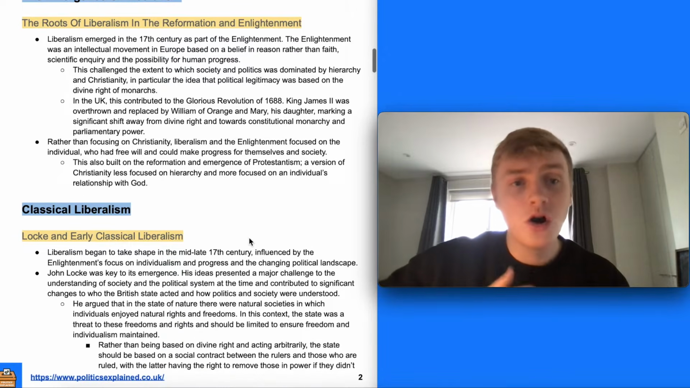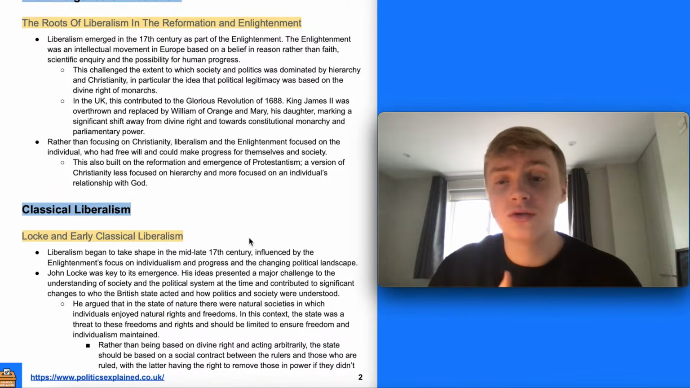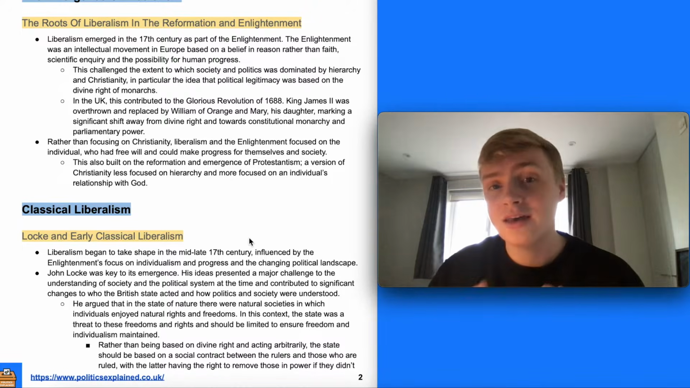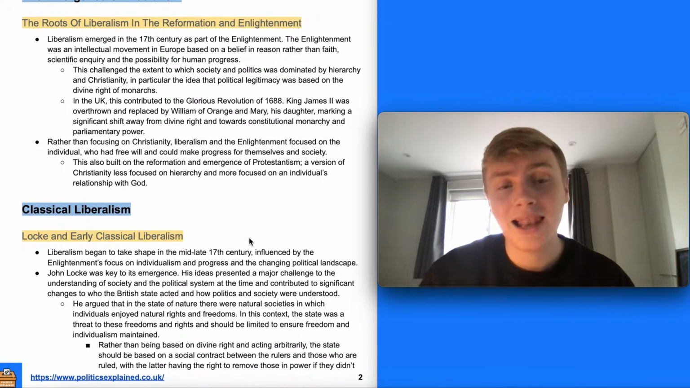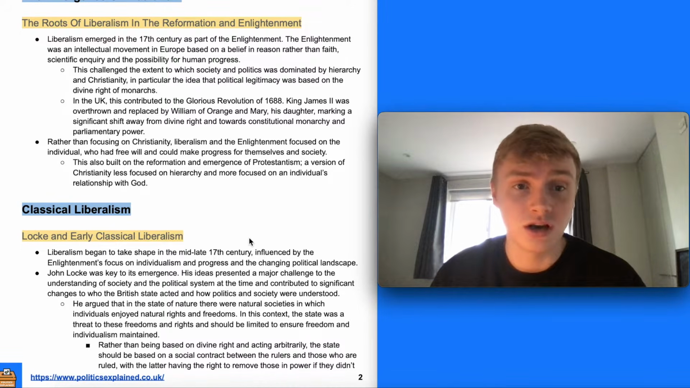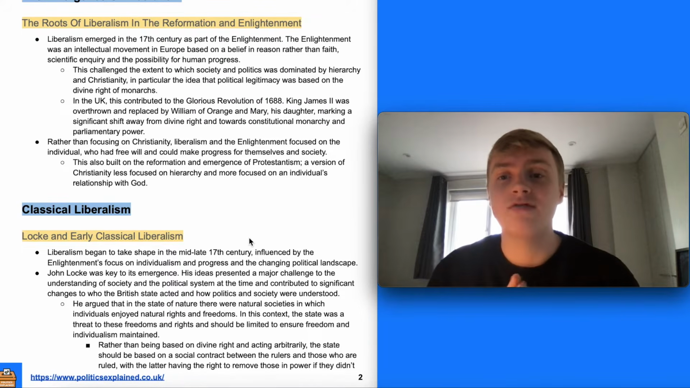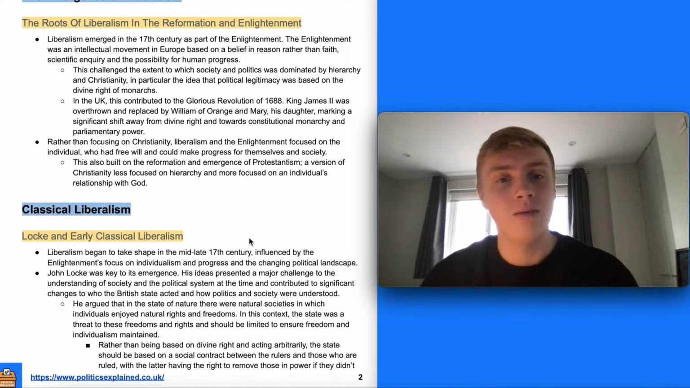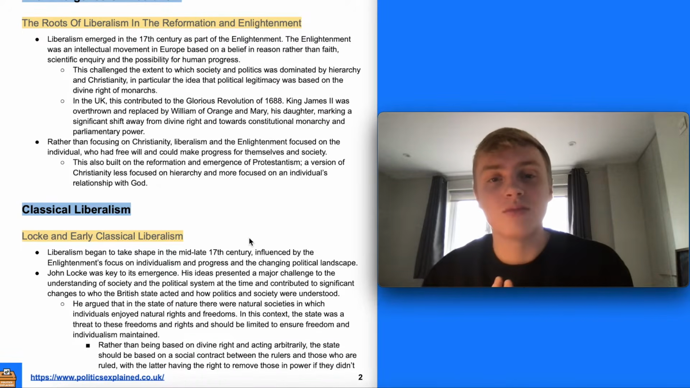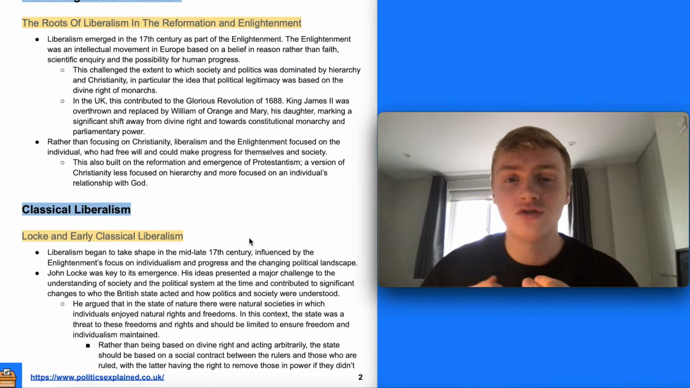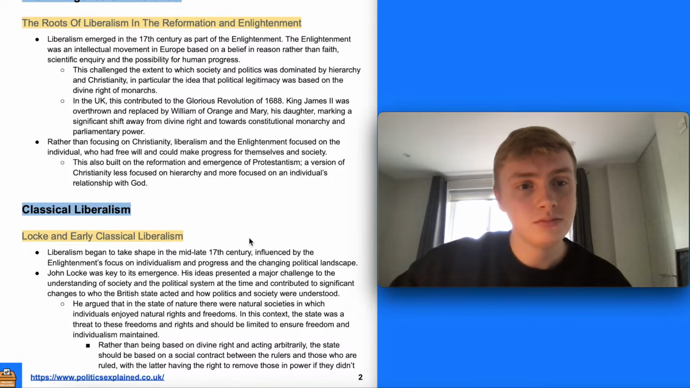And the emergence of liberalism in Britain contributed to a really key event, which was the Glorious Revolution of 1688, where King James II was overthrown and replaced by William of Orange, who was Dutch, and Mary, his daughter. This marked a significant shift away from divine right as deciding who's a leader, and also the emergence of constitutional monarchy and the growth of parliamentary power.